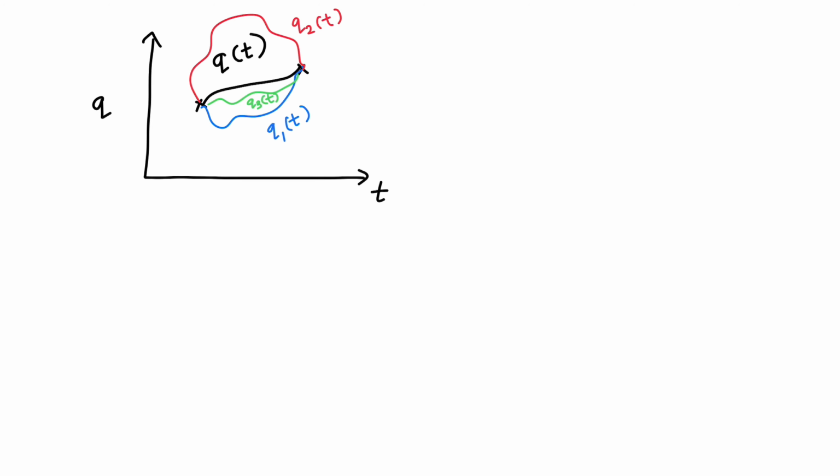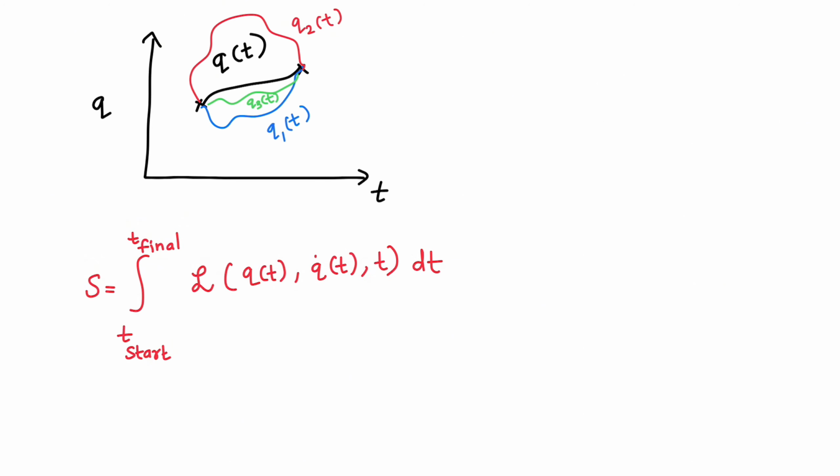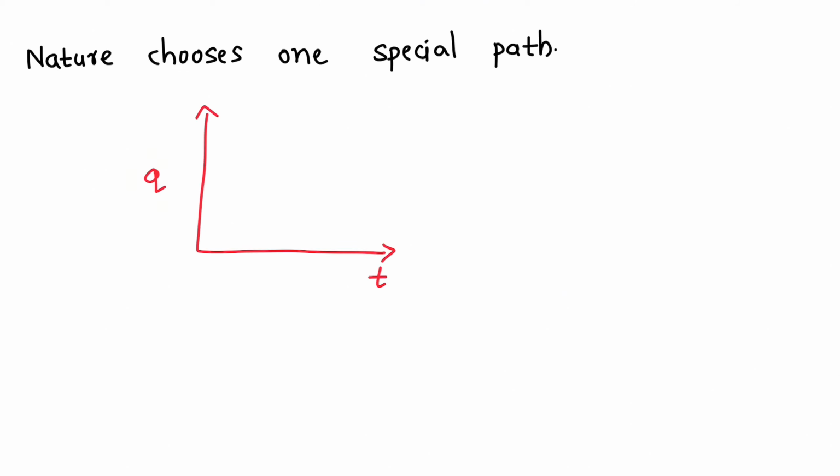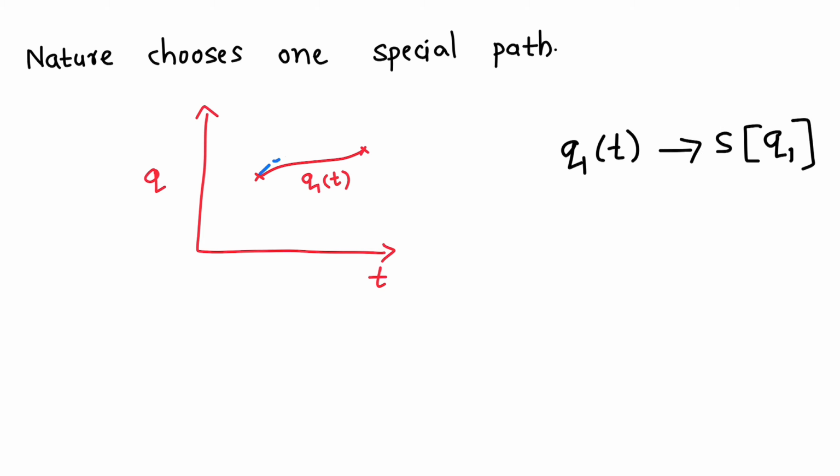For every possible path, we calculate this integral value. Thus, we will get an action for each path. Nature chooses one special path. Let's suppose Q1 is that special path. The action integral value along this path is denoted by S of Q1.